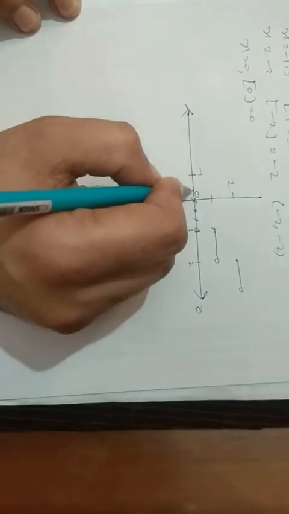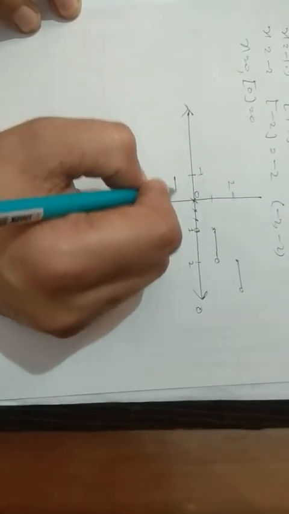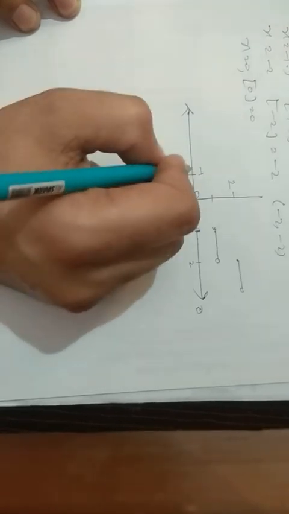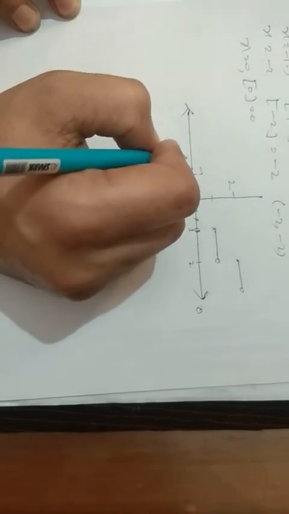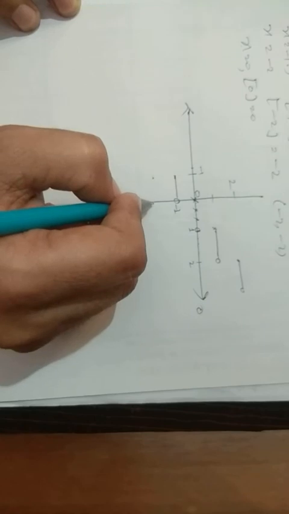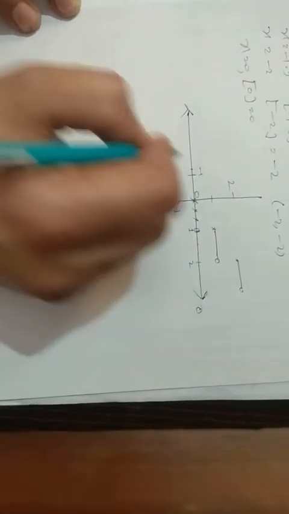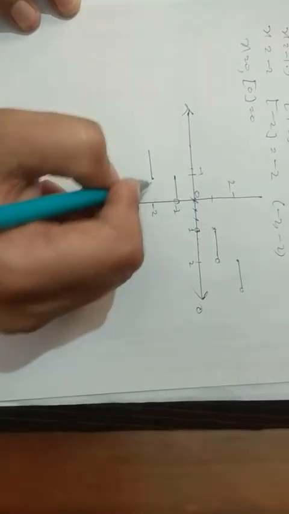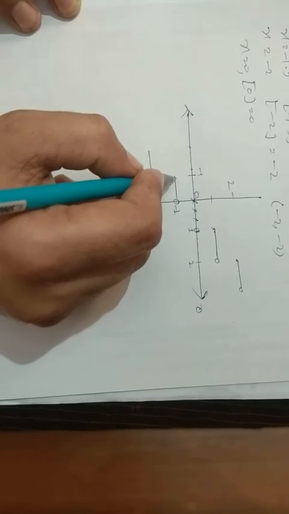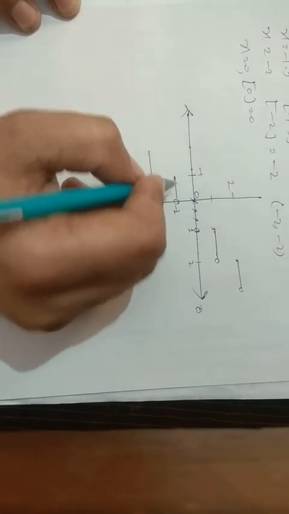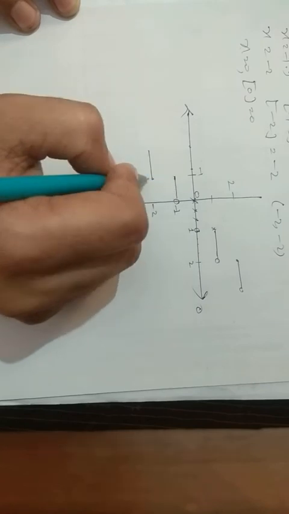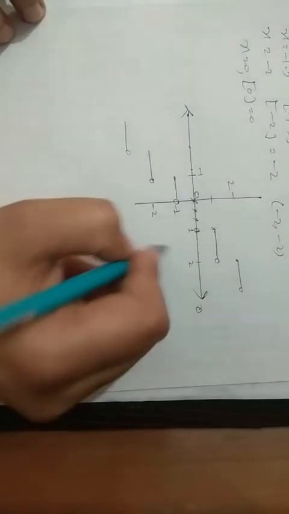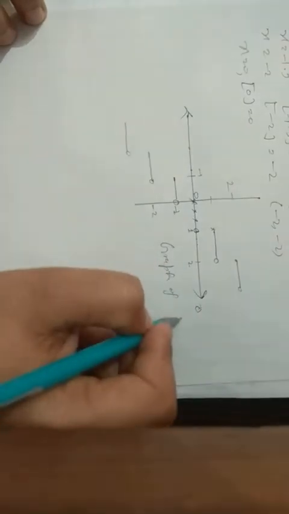For -0.1, -0.2, -0.3, the value is -1. When you put x equal to -1.1, it becomes -2. For -1.5, -1.9, and when you put x is equal to -2, it is -2. So it is the graph of the greatest integer function.